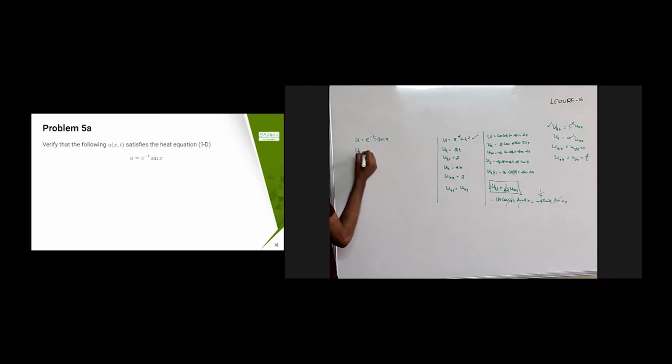So ut is going to become minus e power minus t sin x, ux is going to become e power minus t cos x, and uxx is going to become e power minus t times minus sin x. Therefore, ut is equal to uxx. Okay, so that is satisfied.